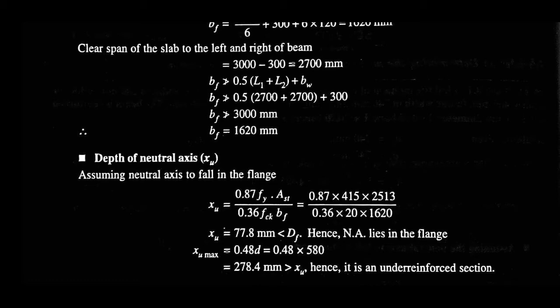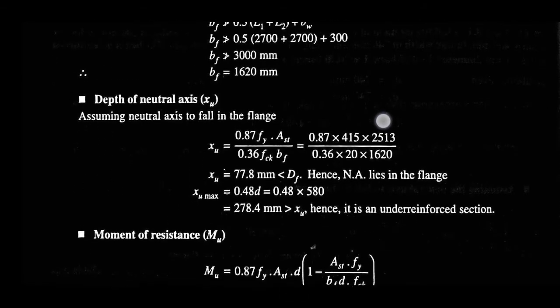Now Xu max is equals to 0.48 d for Fe415 steel. That is equals to 0.48 into 580, that is equals to 278.4 mm, which is greater than Xu. That means this section is under reinforced section.